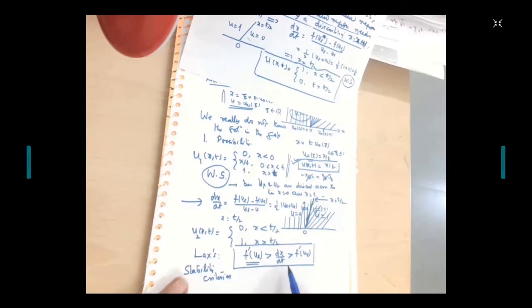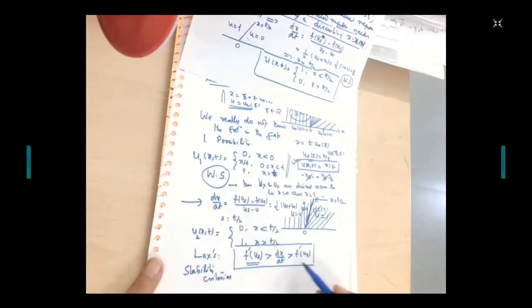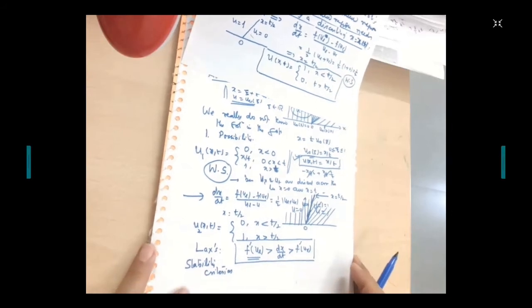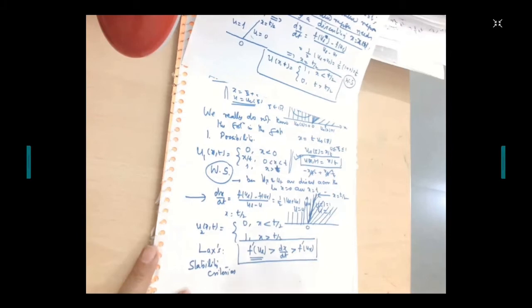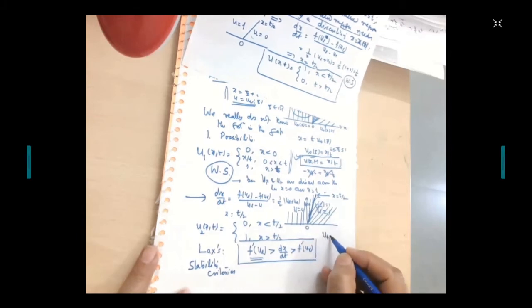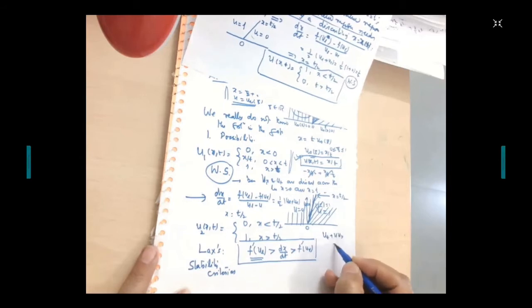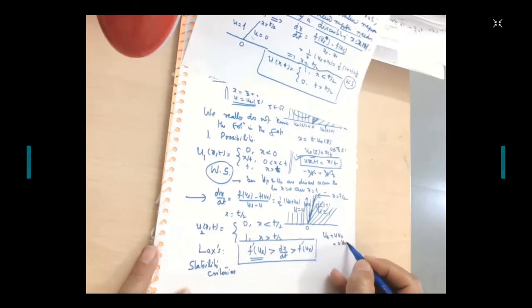I'm not going to prove it, but if you pick up any good book, you will find its proof. Its proof is based on the vanishing viscosity method. You see, this is the name of the method. That is, we consider this equation, ut plus ux is equal to nu times uxx.